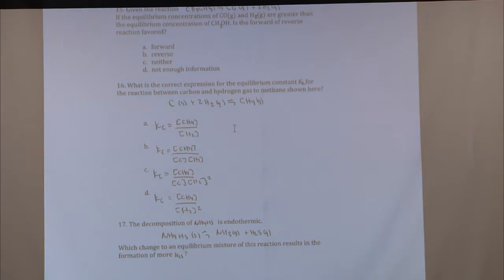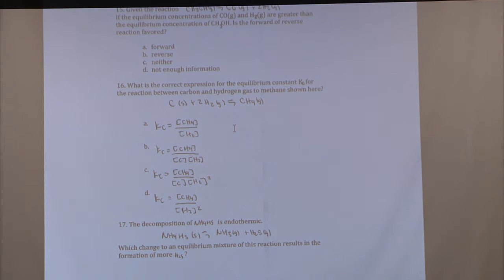So next question says, what is the correct expression for the equilibrium constant Kc for the reaction between carbon and hydrogen gas to methane shown here? And so we have a solid and 2 gases. So what 2 phases do we not put in our Kc expression? Great, so we're not going to include solids and liquids in our K equilibrium expressions. So we can just ignore carbon.